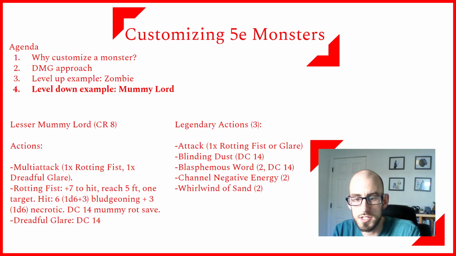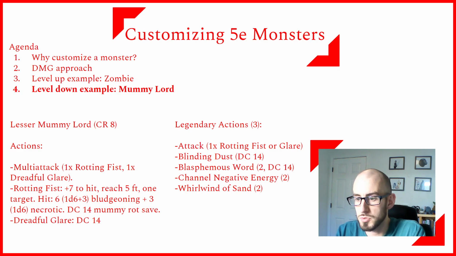In terms of our actions, we still have our multi-attack, so 1 Rotting Fist and 1 Dreadful Glare attack. Our Rotting Fist is now +7 to hit and does 1d6 plus 4, that was a copyist error, bludgeoning plus 1d6 necrotic damage, and our Mummy Rot is going to be DC 14, and the disease damage will stay the same. Our Dreadful Glare save DC will be 14, everything else will be the same.